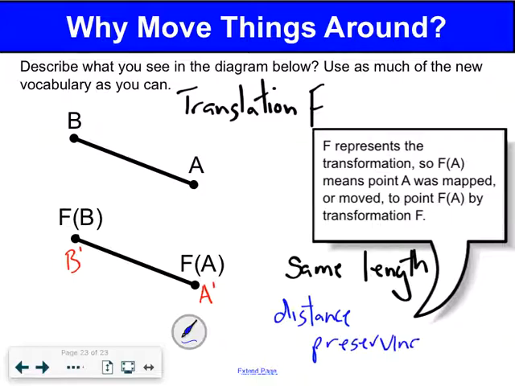And what they're saying is the distance between B and A is the same as the distance between B prime and A prime. So that distance does not change as a result of the translation. So if you can make those observations about a line segment during your homework, you will have done very well.